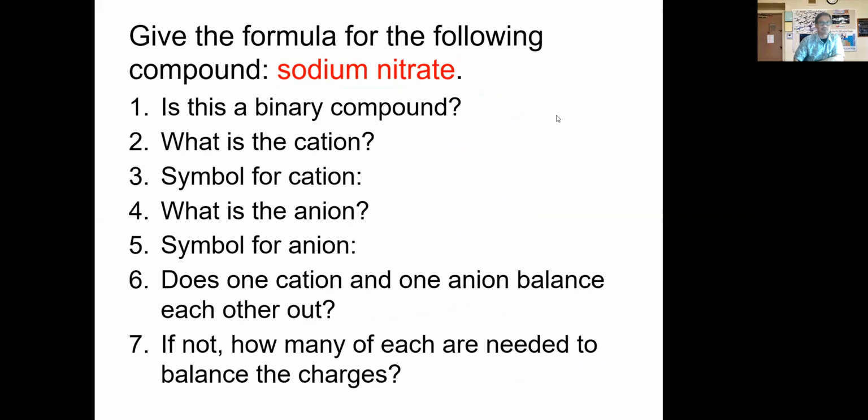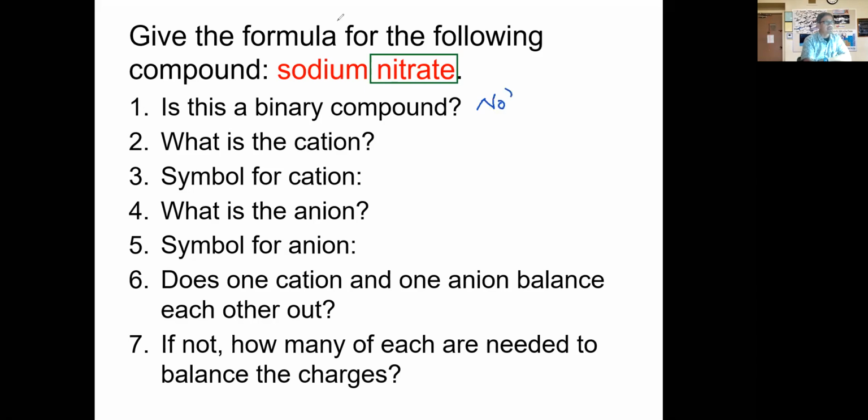Let's take a look at sodium nitrate here. Okay. So is this a binary compound? No, this is not going to be a binary compound. Why? Because of this here. You'd have to recognize that that is a polyatomic ion. So this is not a binary compound.